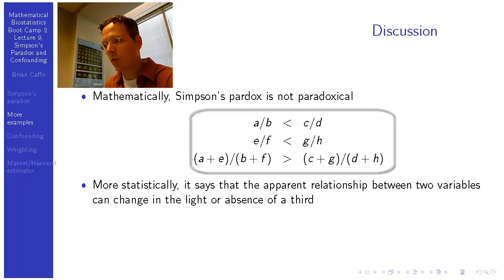You just have to put the context around it. But it doesn't seem at all paradoxical when you state it as a couple of relationships between integers this way, right? Then it just doesn't seem very paradoxical anymore. It's the context that adds the paradox. And just from a statistical standpoint, it says the apparent relationship between two variables can change in the light or absence of a third, which again doesn't sound that paradoxical.